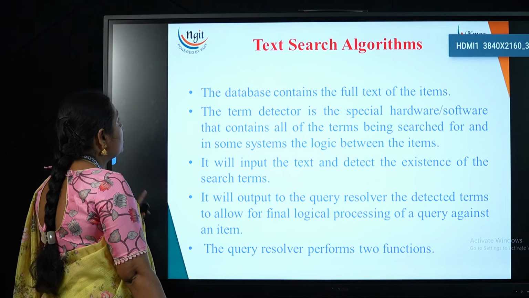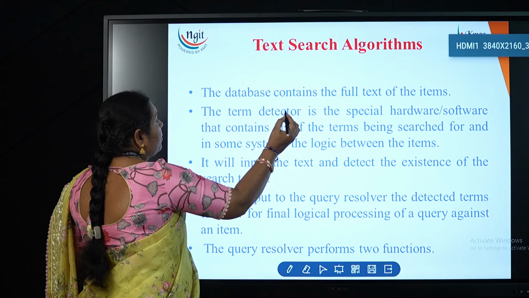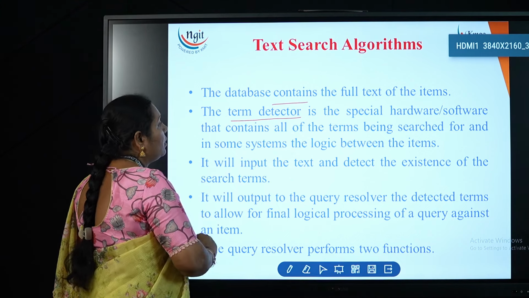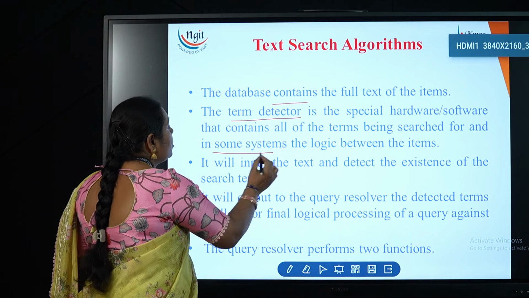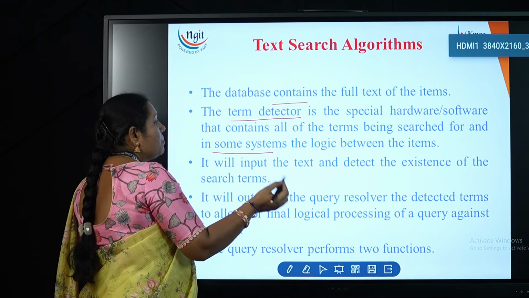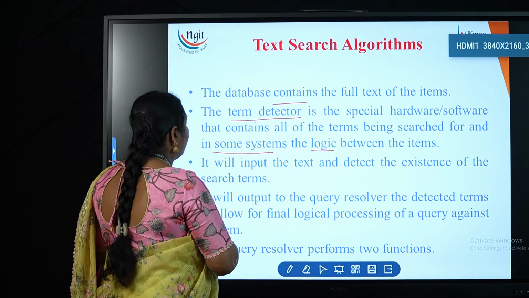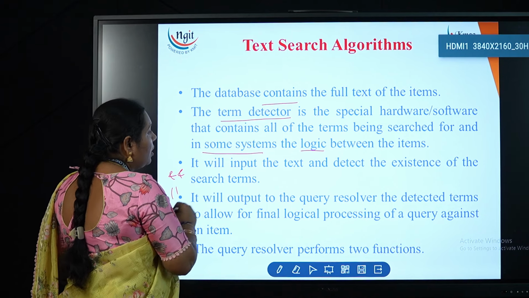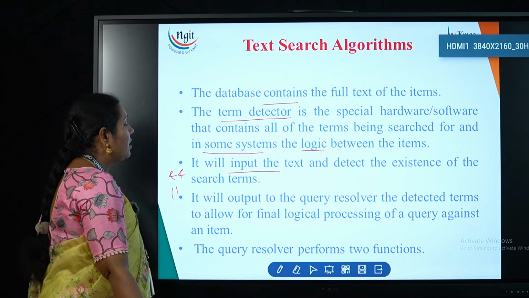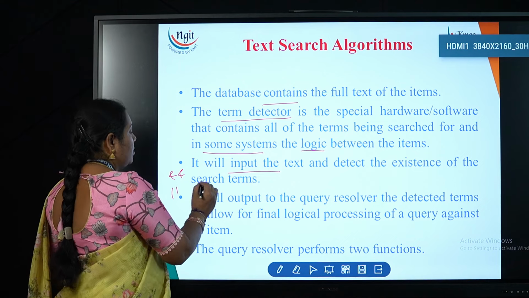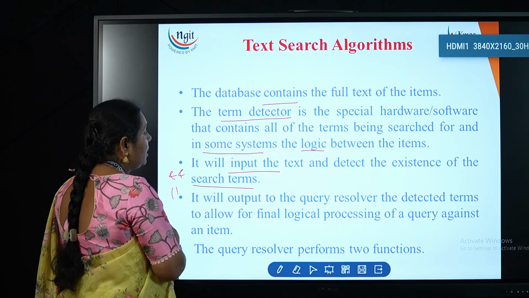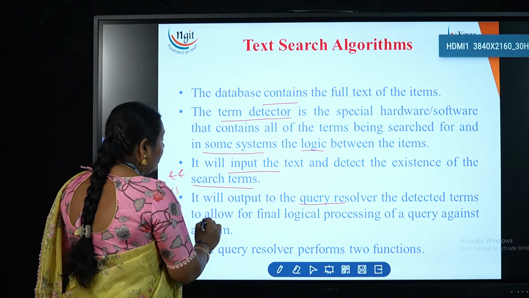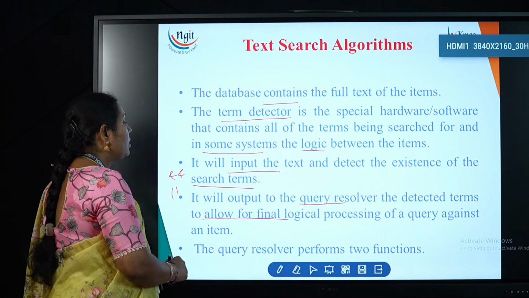This database contains the full text of items. The term detector is a special hardware or software that contains all the terms which are searched in the previous system, or some system where you have logic between the items, like AND logic or OR logic. It will also take the input and detect the existence of the search term. If the search term is available, it will directly resolve, send to the query resolver and get the items, and it can be detected and sent for the final logical processing.